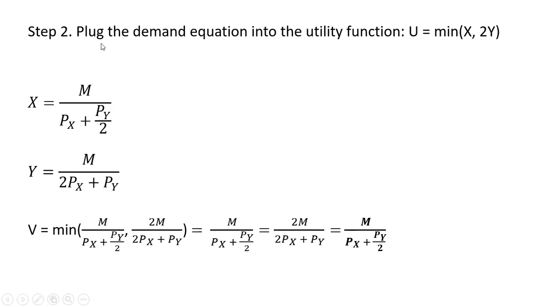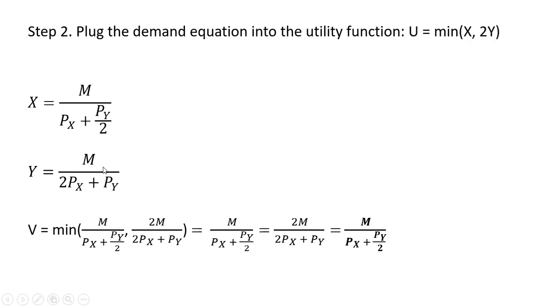The next step is we're going to take those demand equations that we just solved for and plug them into the utility function, reminding us that our utility function is the minimum of x or 2y. Here are our demand equations. So just plugging that into our utility function, and here I'm going to use v to represent the indirect utility. So here utility is going to be a function of income and prices. So again, making our substitution for x and making our substitution for y.